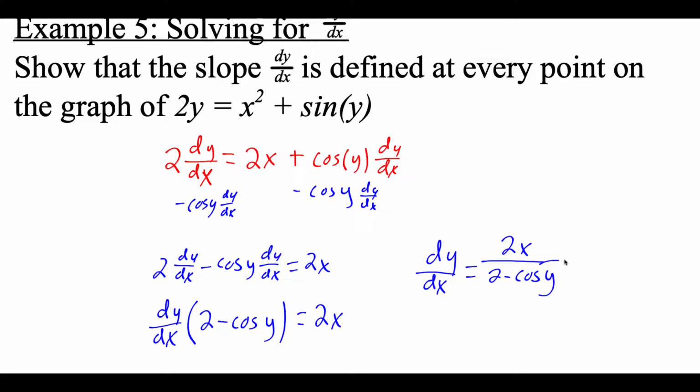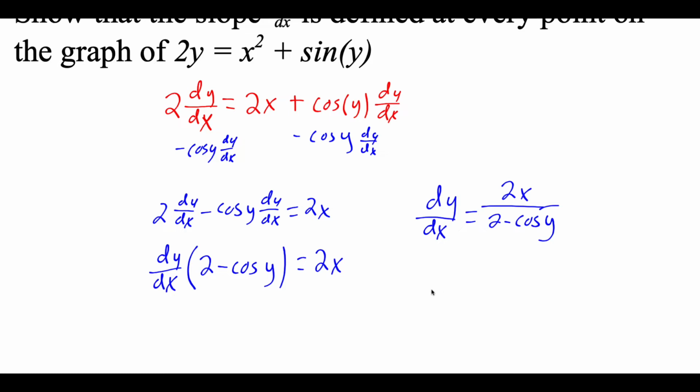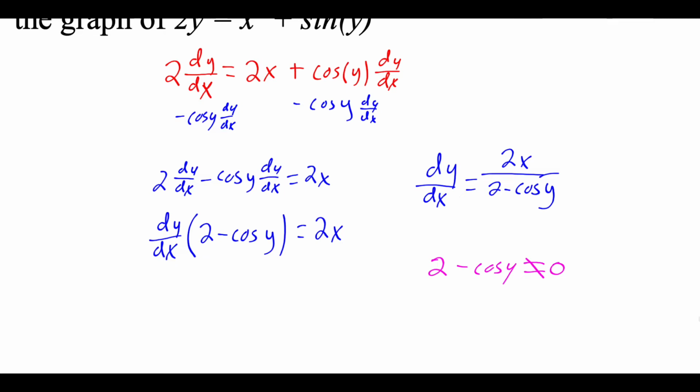What we need to be careful about, since we're dealing with a fraction, is that we're never allowed to have that denominator equal 0. So let's investigate that 2 minus the cosine of y a little bit. Because it's on the bottom of the fraction, we don't want it to equal 0. So I'm going to set it not equal to 0, and add that cosine of y over to the right-hand side. This says 2 cannot be the cosine of y.